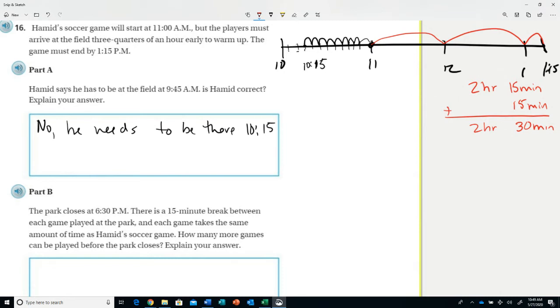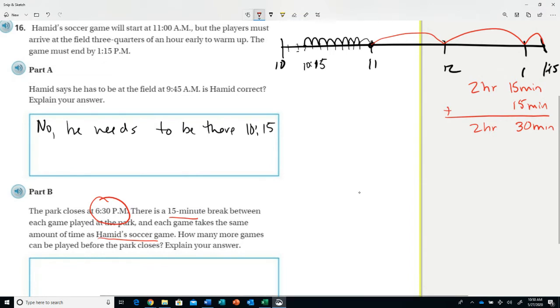So the park closes at 6:30 p.m. We've already accounted for the 15-minute break. Each game takes the same amount of time. How many more games can be played before the park closes? So we're going to count Hamad's game as game 1, and we're going to say how many more games after that. So maybe there's 2 or 3 games after that.